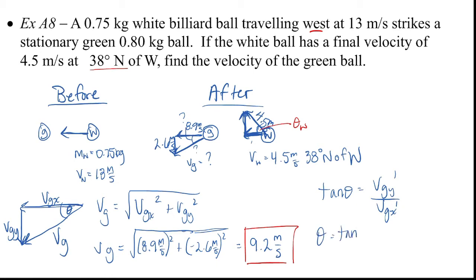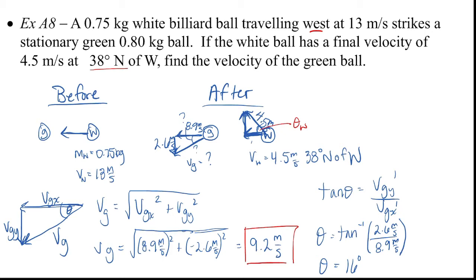Okay, so I should be able to find my angle by using inverse tan of the velocity in the y direction, 2.6, divided by the velocity in the x direction, which is 8.9. And that angle should be 16 degrees, but of course I need directions on that as well.